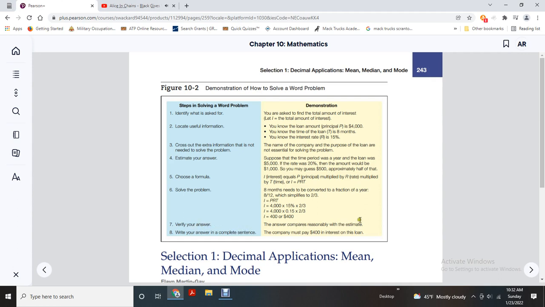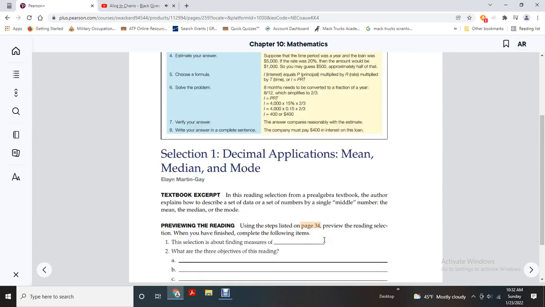The answer compares reasonably with the estimate. Write your answer in a complete sentence. The company must pay $400 interest on the loan.